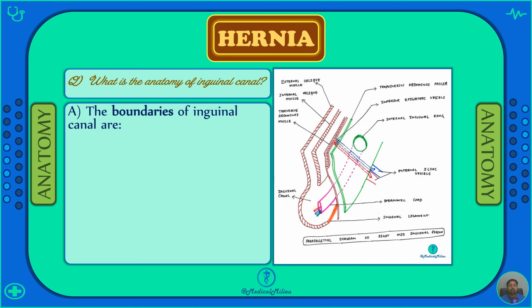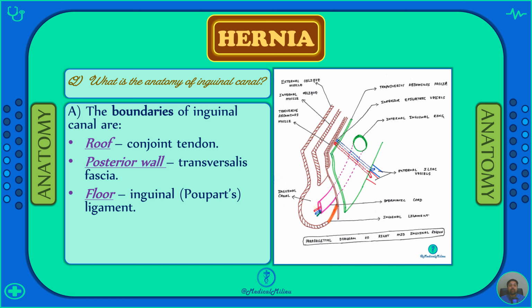The boundaries of the inguinal canal are: roof is formed by the conjoint tendon, posterior wall is formed by the transversalis fascia, floor is formed by the inguinal or Poupart's ligament, and the anterior wall is formed by the external oblique aponeurosis.